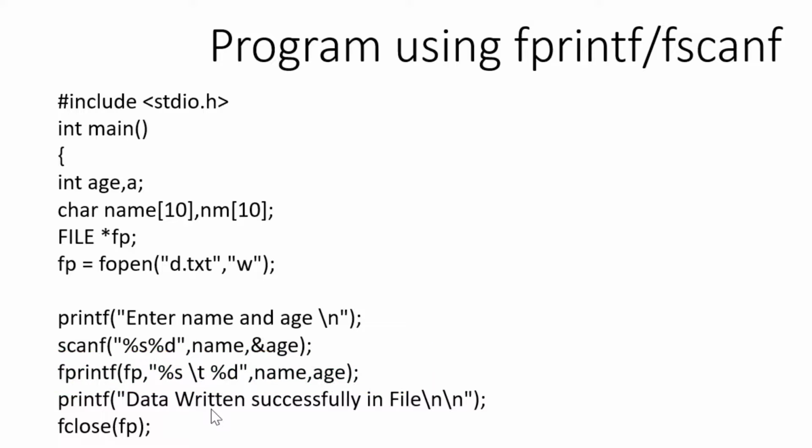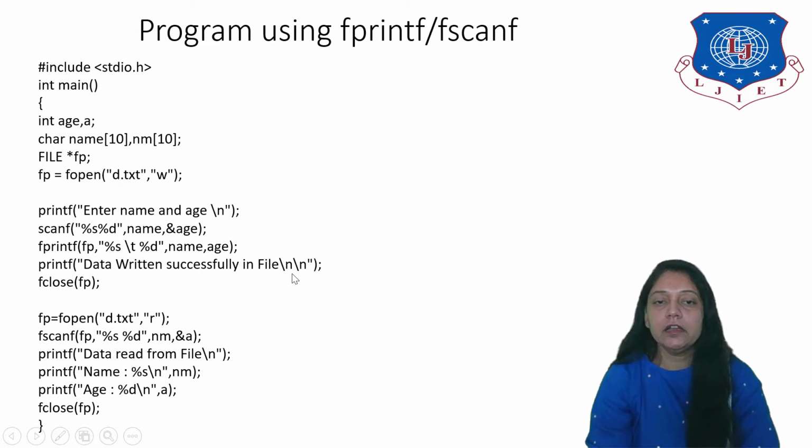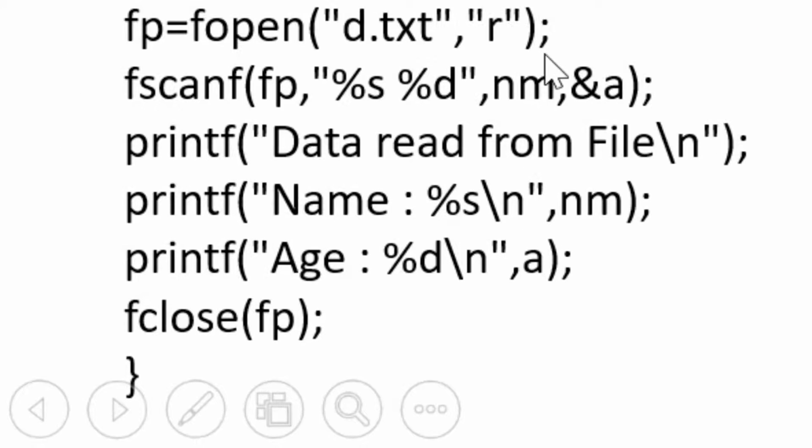Then I'm simply displaying a message that the data is written successfully in the file, and closing the file. So the writing process has been done. Now I want to read this particular data in the same format from the file. So again open the file for reading purpose.